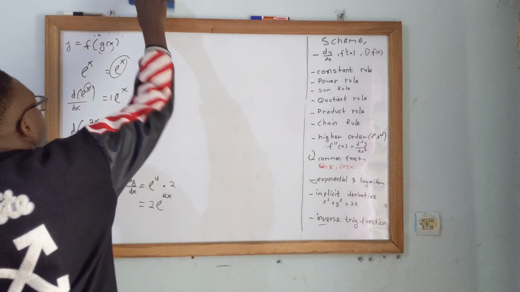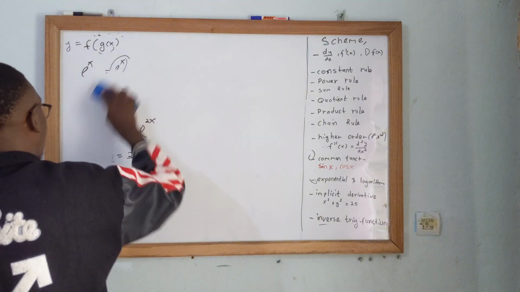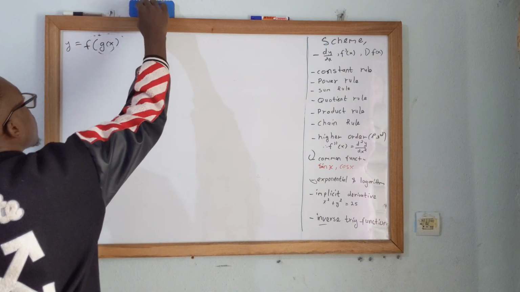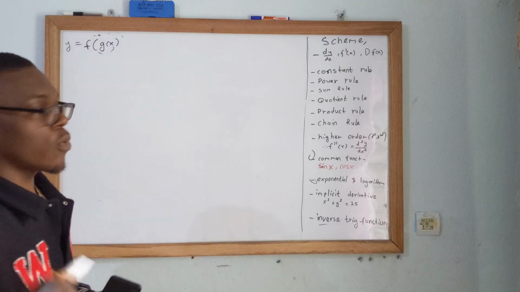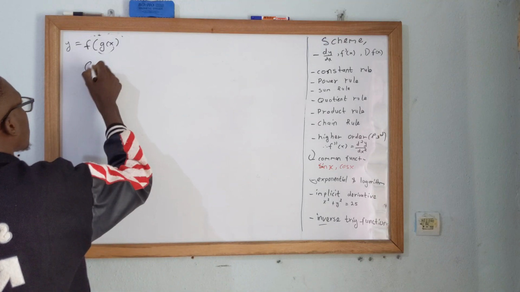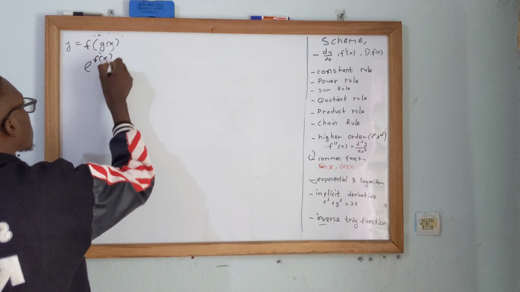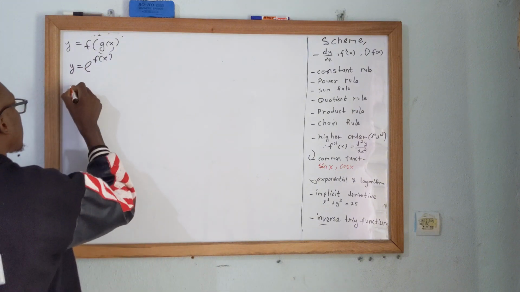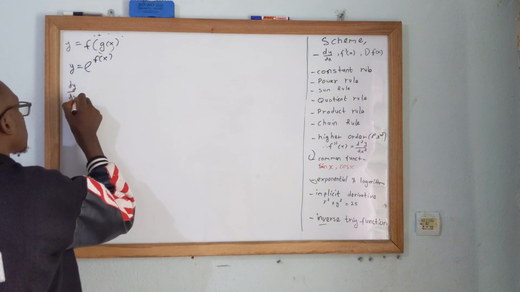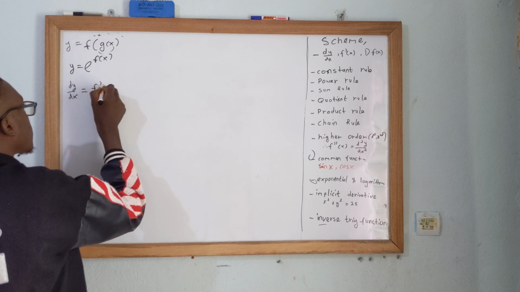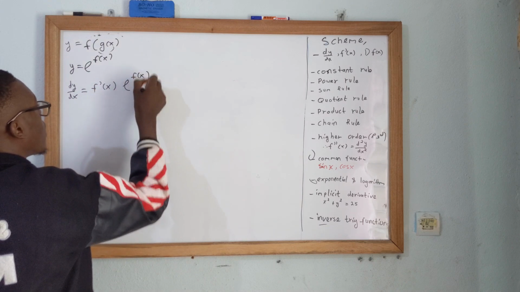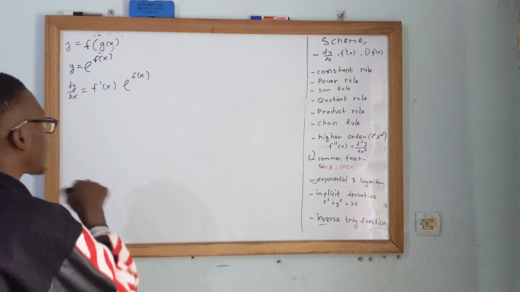Let's take a look at something better. We'll come out with the typical formula that we are going to master and use while solving this. A typical formula: if you have y equal to e to the f of x, the derivative of this, dy/dx, is equal to f prime of x times e to the f of x. That is very typical. Let's move down to logarithm.